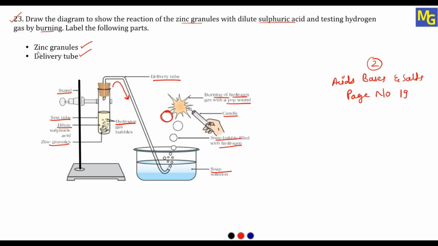Here they have asked two, zinc granules and delivery tube. Then you have to label this, which is here, zinc granule, and the delivery tube is here. But it is not fixed that these two only will be asked in the exams. Depending on the examiner, they may ask any other labeling also. So whenever you practice, remember to practice with all the labeling. Therefore, I have taken this diagram from the NCERT book. After this, we are going to move on to the next question.